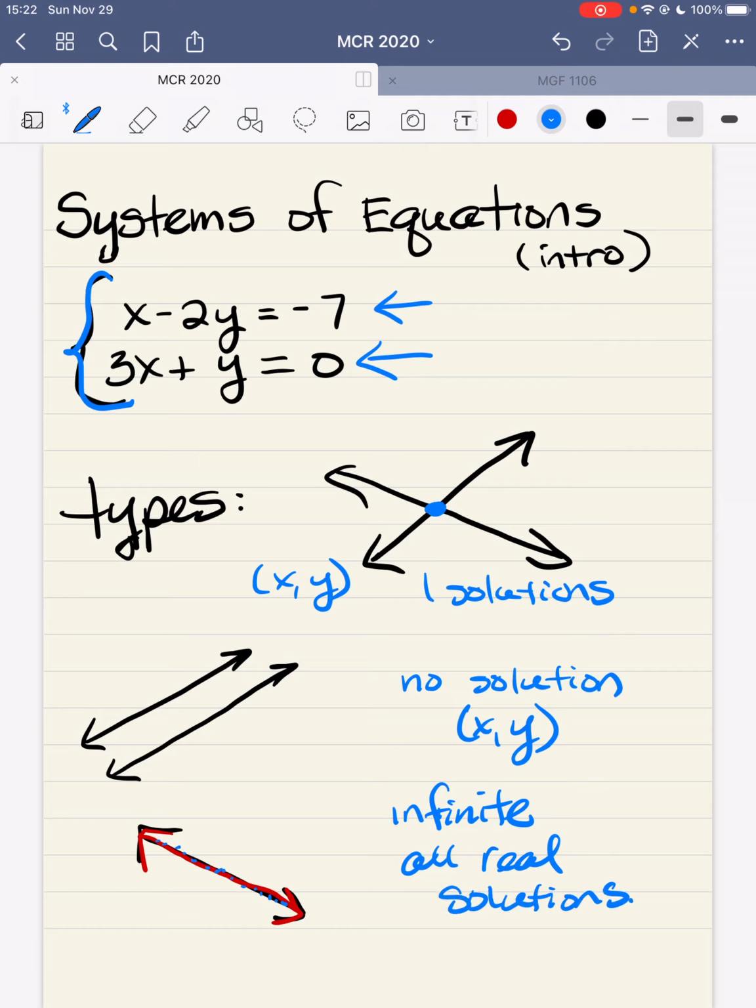But what we want to know is there's definitely more than one. There's definitely more than two. There's definitely more than 1,000. There's more than 1,000,000. Every point for one line is a solution for the second.